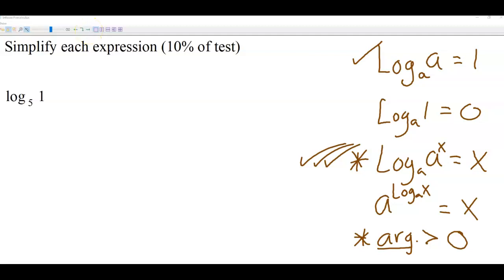Now this one is the one that matches here. No matter what your base is, if this is 1, then the answer is 0. This is another no solution because my argument is once again less than 0, but we need my argument to be greater than 0.